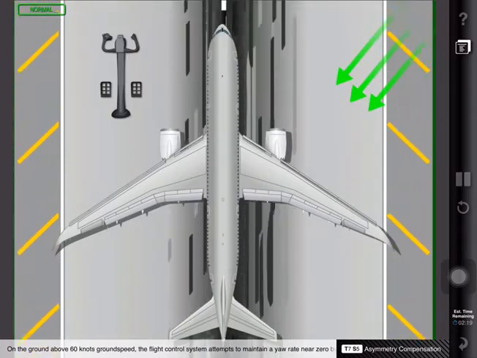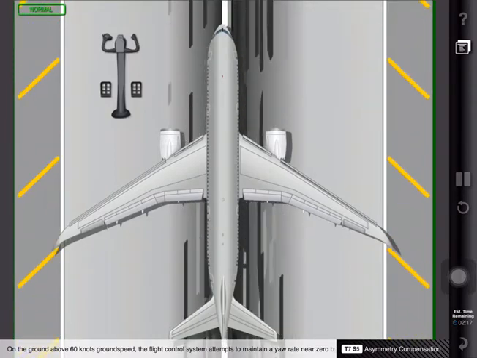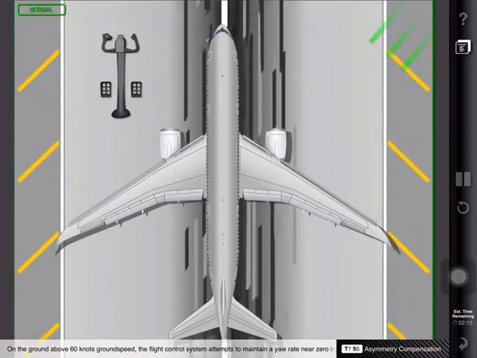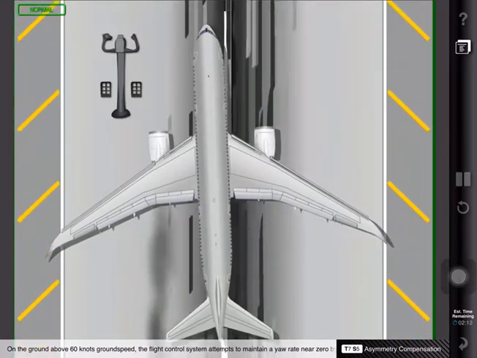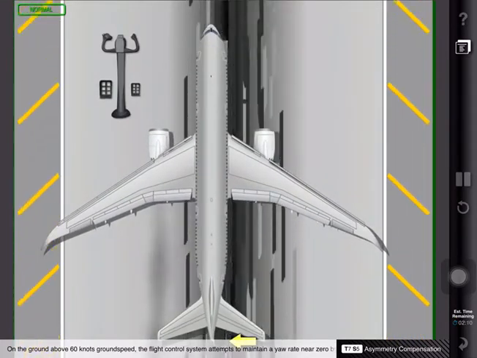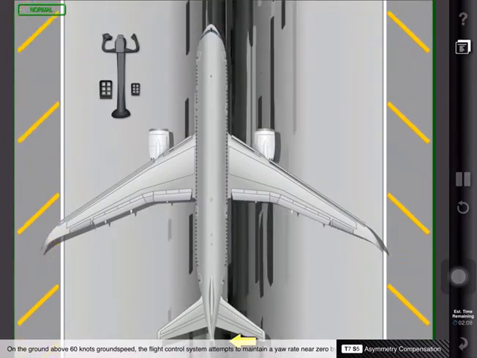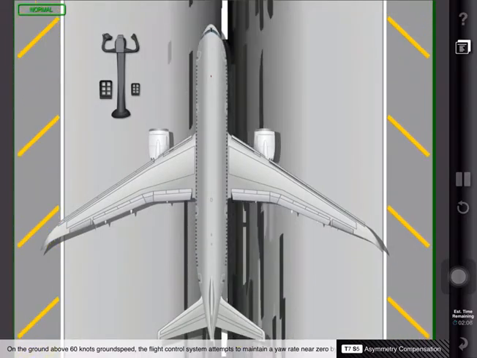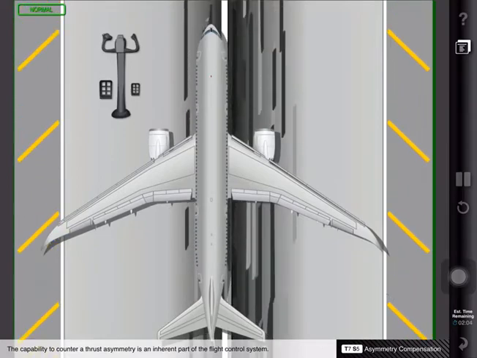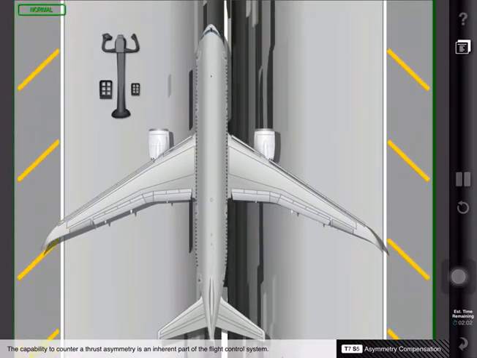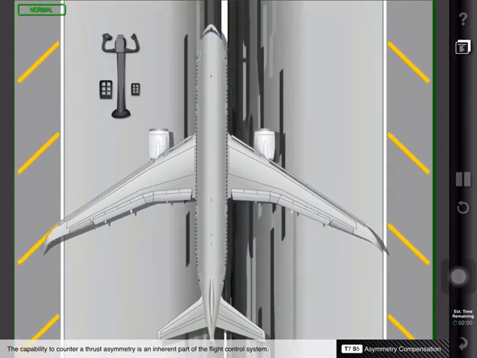On the ground above 60 knots ground speed, the flight control system attempts to maintain a yaw rate near zero by commanding rudder to counter the majority of the yawing moment due to an engine failure. The capability to counter a thrust asymmetry is an inherent part of the flight control system.